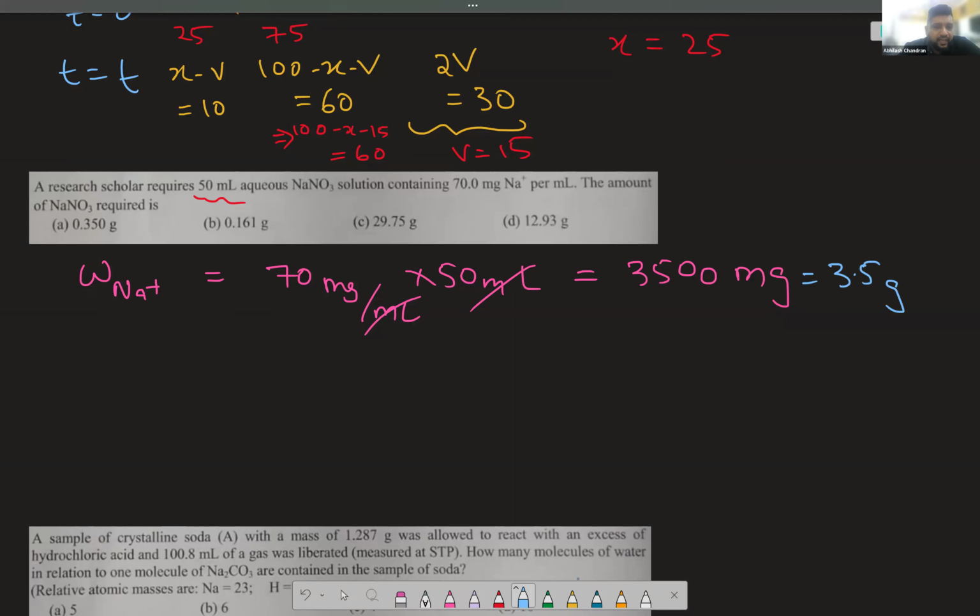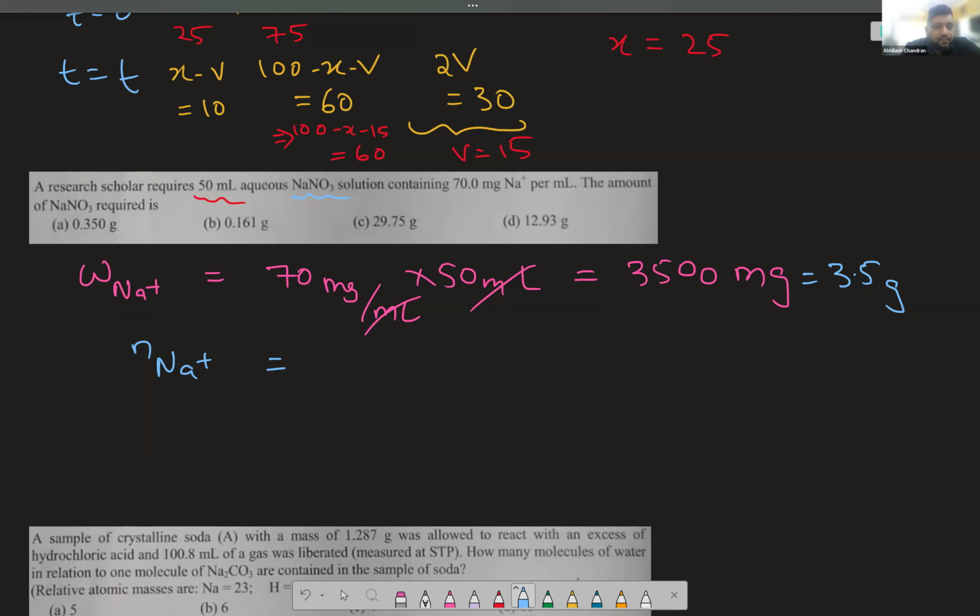Now, obviously, NaNO3 has one sodium per formula unit of NaNO3. So obviously, the number of Na+ and the number of NaNO3 are going to be the same, right? So let's find the number of moles of Na+ first. Now, Na+ has the same weight as Na, right? 23, because you're removing an electron. So the cation has almost the same weight as the atom, because obviously electrons are very negligible in weight compared to the rest of the nucleons that we have, right?